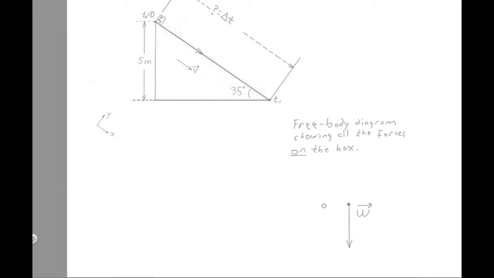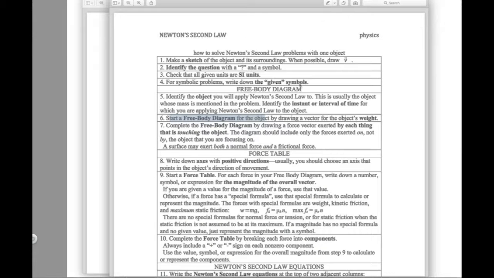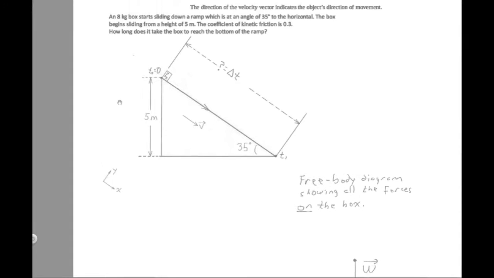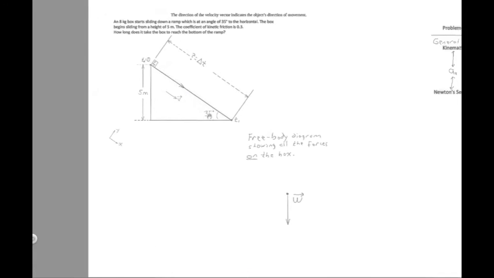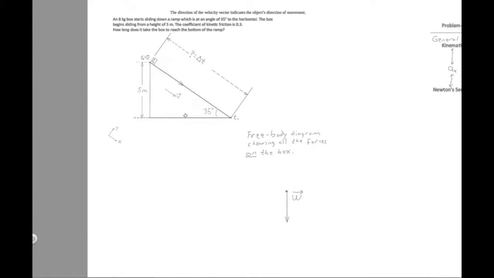So we drew that. And now moving on to the next step, we want to ask what is touching the object. And the only thing touching this object is the ramp. The ramp is a surface, so it will exert a normal force. And there's a simple rule for the direction of the normal force. The direction of the normal force is perpendicular to and away from the surface of this ramp.